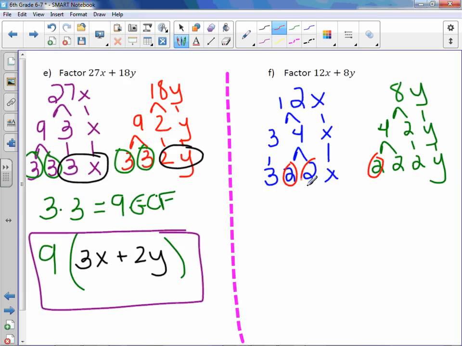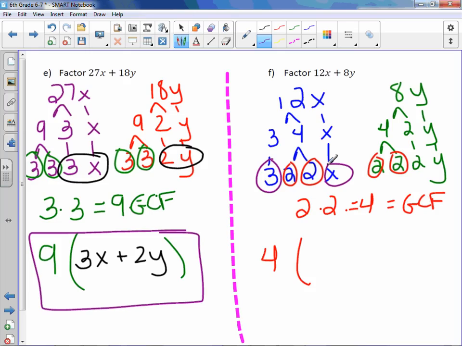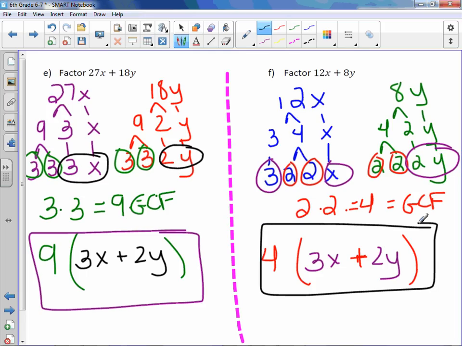Looks like we have a couple 2's in common. So our GCF is 4. And a 3 and an x are remaining on the left-hand side. And a 2 and a y are remaining on the right-hand side. So we have 4 times the quantity of 3x plus 2y.